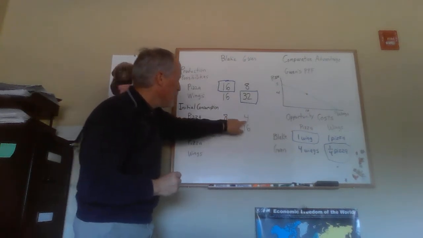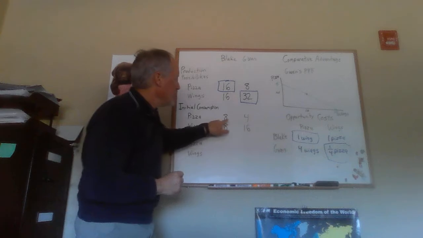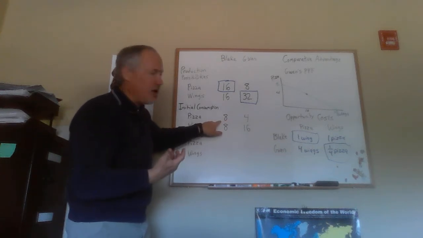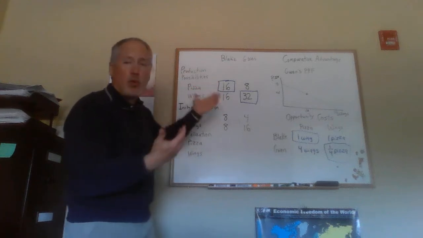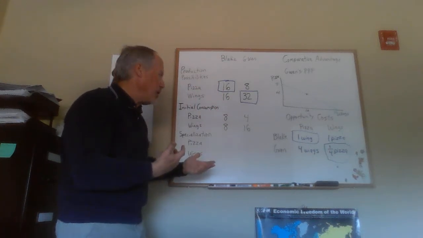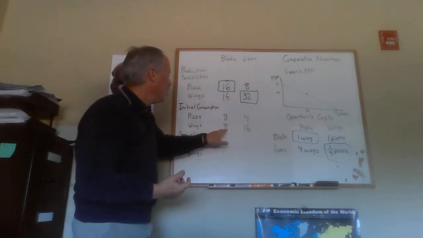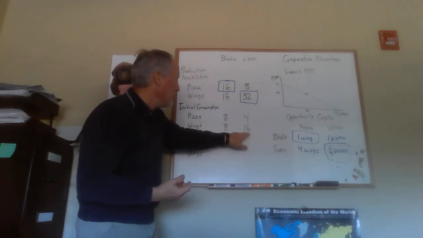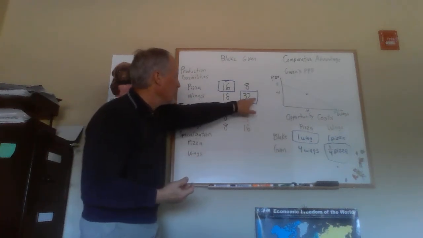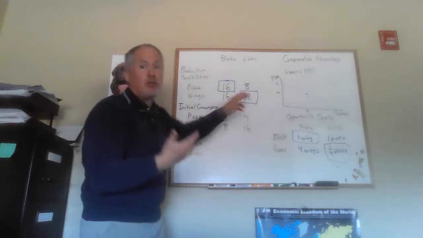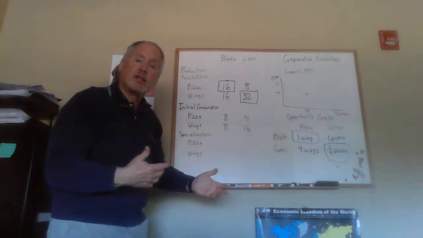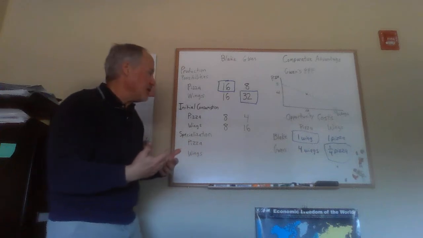We see that before they specialized, Blake made 8, Gwen made 4. We had 12 pizzas. We now have more pizzas than we had before. And before they were between them making a total of 24 wings. When Gwen makes wings all day long, she produces 32. So we've got more pizza and more wings. That means there's got to be some way they can divide it up.